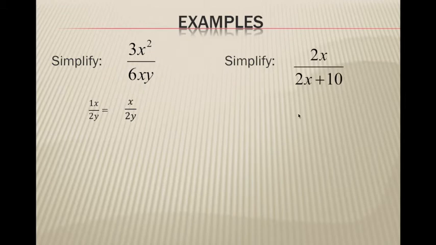Okay, so this is a binomial. I cannot cross off a monomial and a binomial. Remember, it's all or nothing. So I have to factor out my 2. Now I can cancel out the 2's and get x over x plus 5, which is my answer.